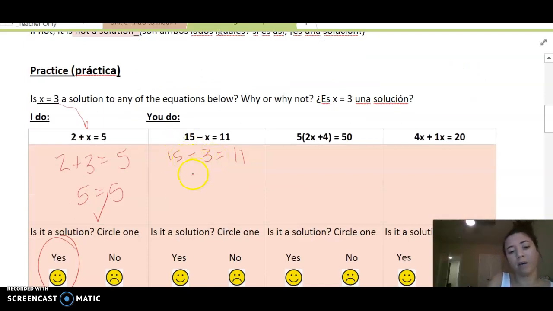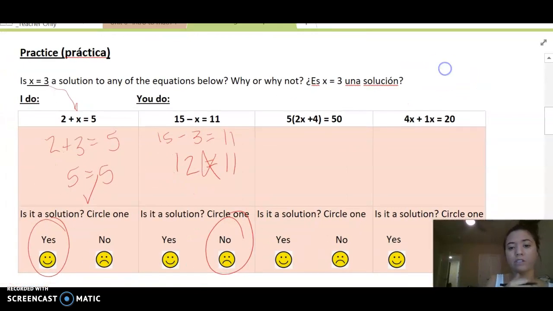So 15 minus 3, 15, 14, 13, 12. So we get 12 and then equals 11. Does 12 equal 11? Hopefully you said no. So it is not a solution because 12 does not equal 11.